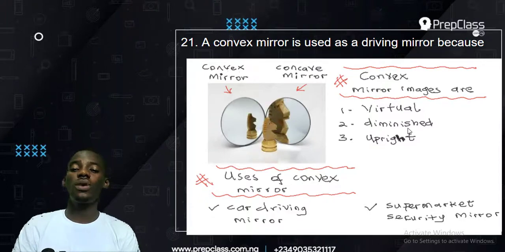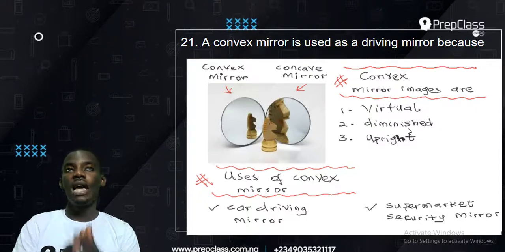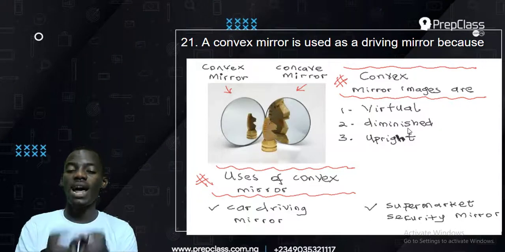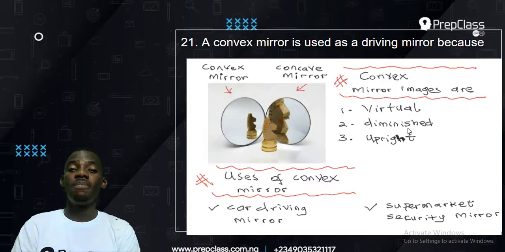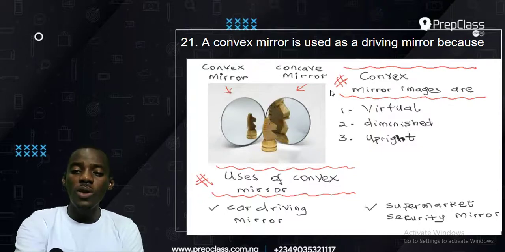Also, just to add to it, the uses of a convex mirror: we use them for car driving mirrors, yes, we know that from the question. Then we also use them for supermarket security mirrors. Have you ever been to a supermarket and seen a large mirror? That is a convex mirror. It makes people look smaller. It makes images appear smaller than they really are in real life. So that's it. So what option is correct?